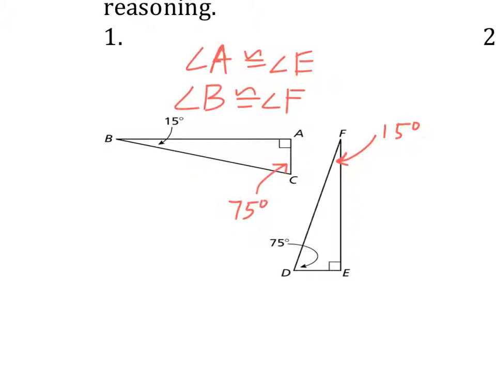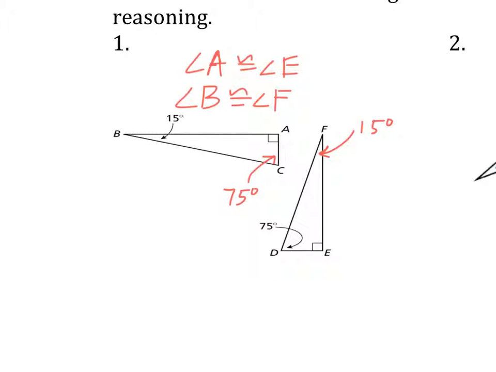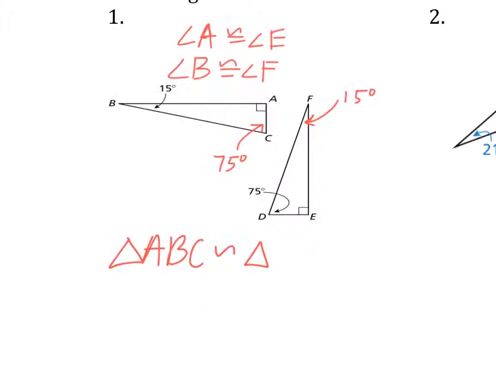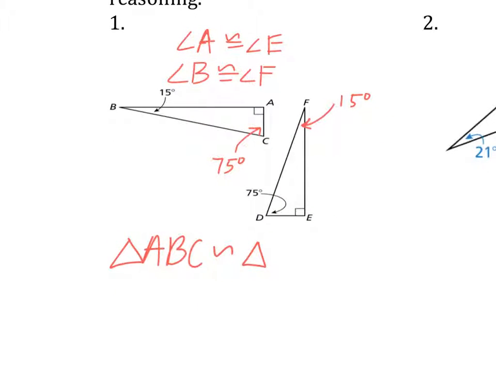Remember, a similarity statement is where you say both triangles. So triangle ABC is similar to triangle, it's not DEF. The order of the letters matters. If you did ABC, you have to do EFD. We go by the corresponding angles, not by alphabetical order.